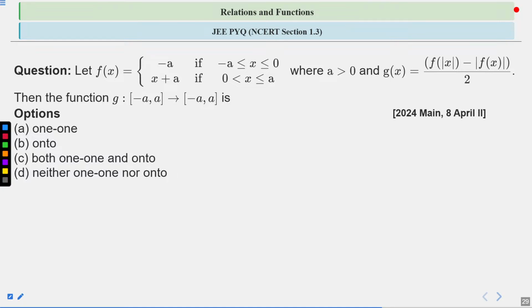Is this function one-one, onto, both one-one and onto, or neither one-one nor onto, right? You need to discuss about g, whether it is one-one or onto. So you have 10 seconds to solve or think about this question. After that we will discuss the solution.